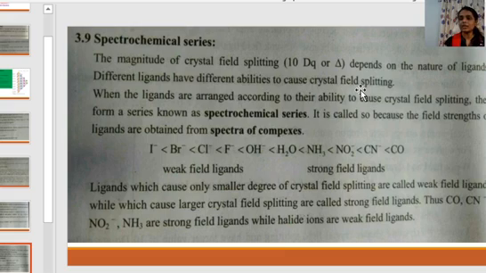Whether the ligand is weak field or strong field, the splitting will depend on that. If the ligand is weak field, the gap between these two will be smaller, while when the ligand is strong field, the gap between these two levels will be greater. This is t2g and this is eg. When the ligands are arranged according to their ability to cause crystal field splitting, they form a series known as spectrochemical series.